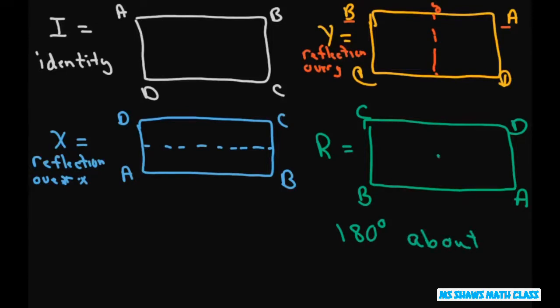So we'll call this the origin. So when you rotate it about the origin, basically you're just changing the diagonals. So I interchanged my A and C with my D and B. So those are the geometric transformations. And now we're going to construct a Cayley table.